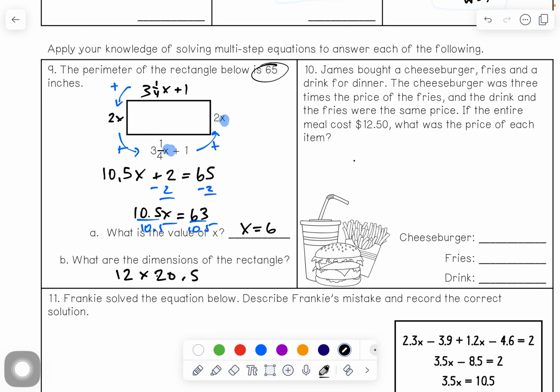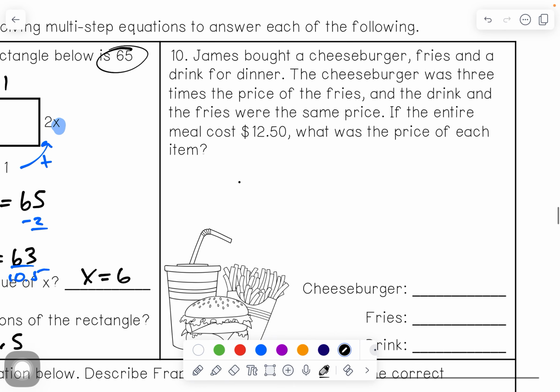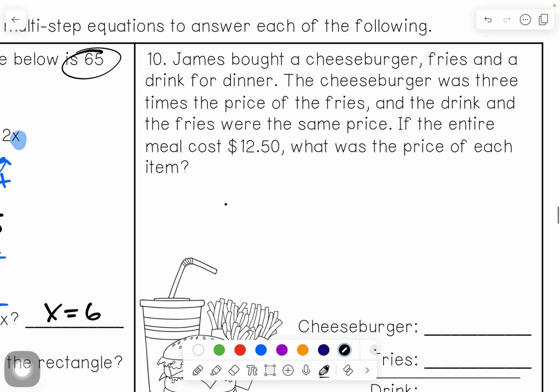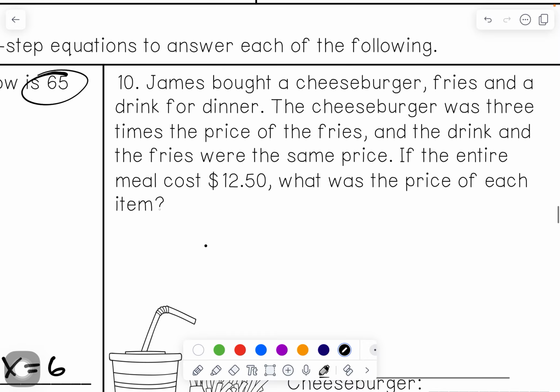All right, next up here, James bought a cheeseburger, fries, and a drink for dinner. Cheeseburger was 3 times the price of the fries. And the drink and the fries were the same price. So if the meal cost $12.50, what was the price of each item? So the cheeseburger was 3 times the fries. The fries and the drink were the same, so x and x. We don't know what they are, we just know that they're the same. And all together that has to make 1250.